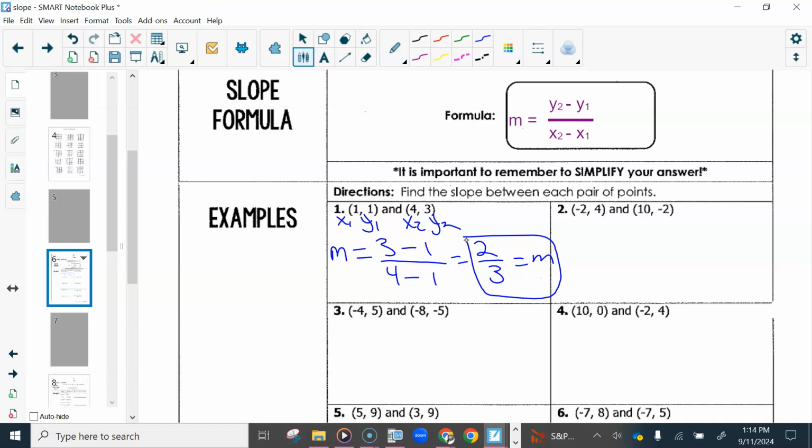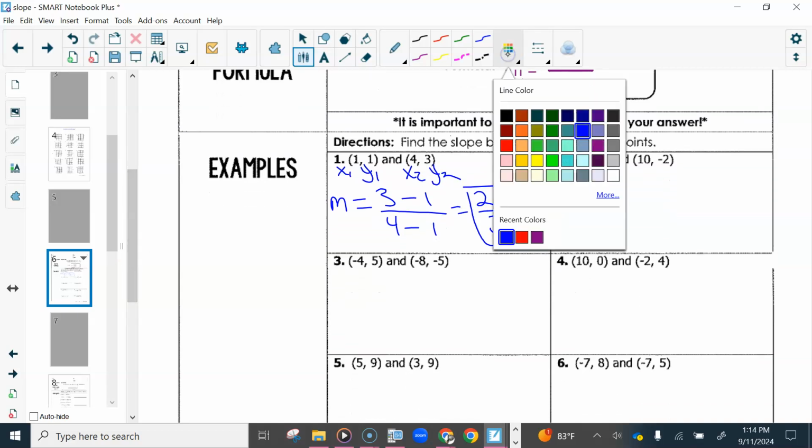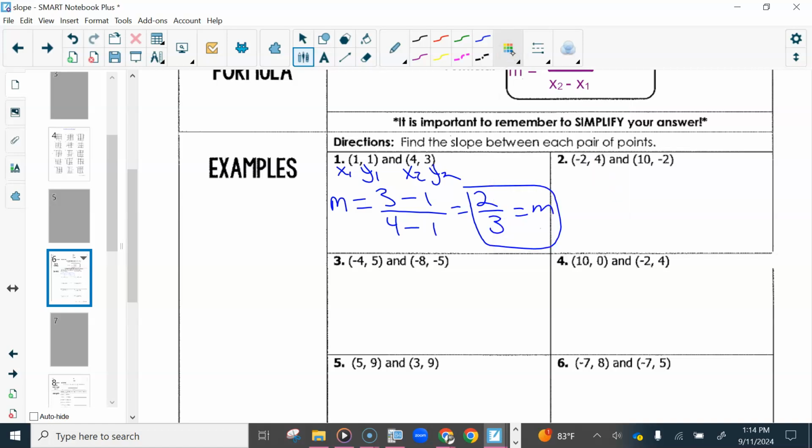Any questions on that? We're going to do a few more. Try number 2. I'm going to label them again. If the labeling helps you figure out which one is which, do that. If it doesn't help you, don't do that.